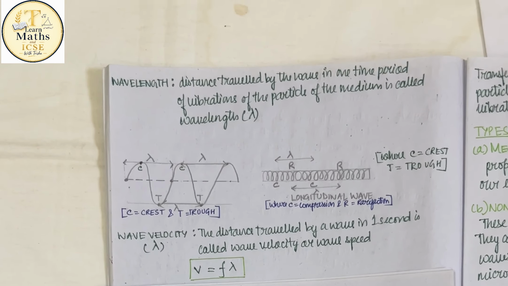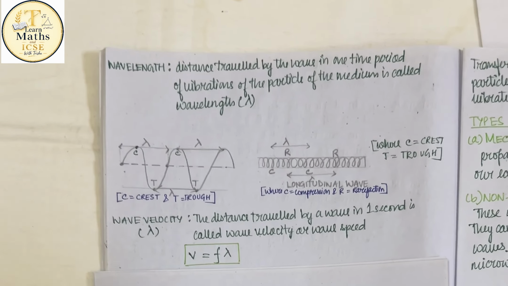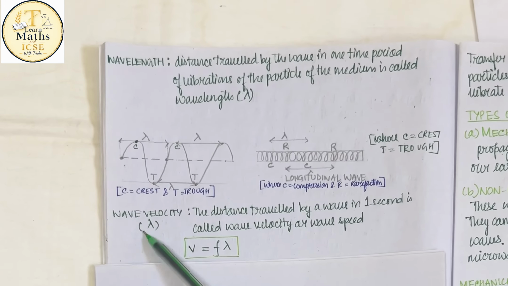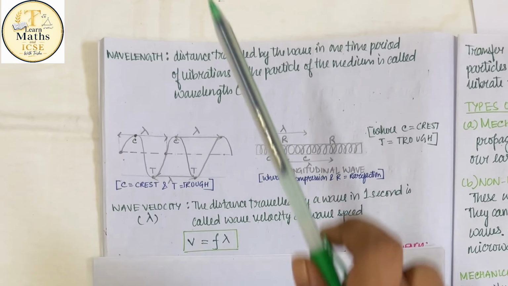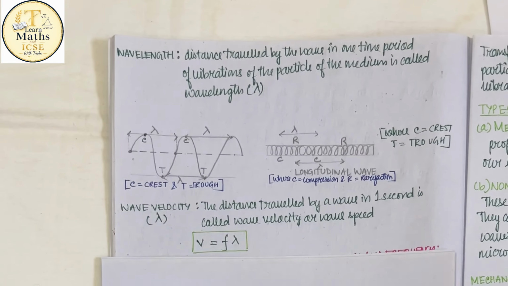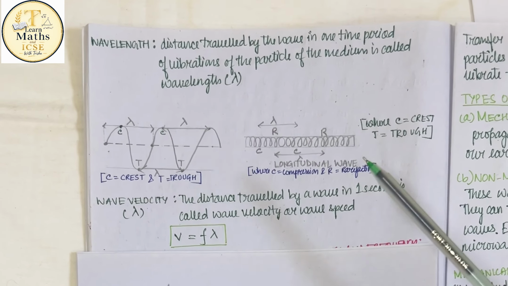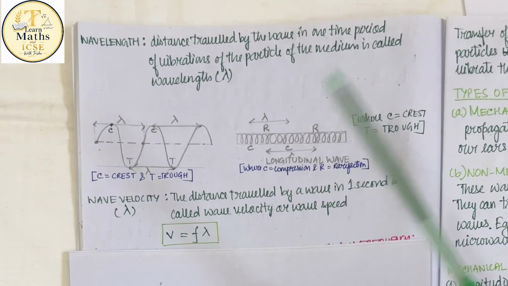Now let us get acquainted with two more terms related to sound. First is wavelength and second is wave velocity. Wavelength is denoted by lambda. What is wavelength? It is the distance traveled by the wave in one time period of vibration of the particle of the medium.